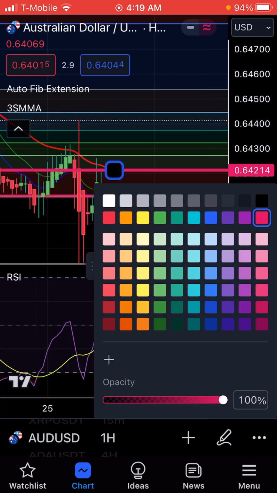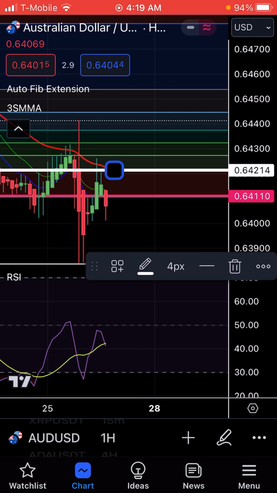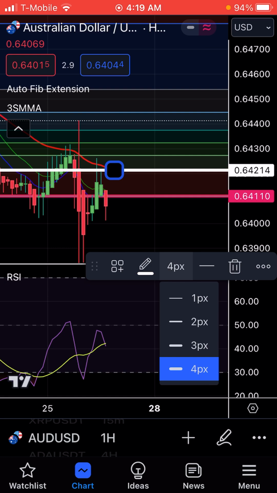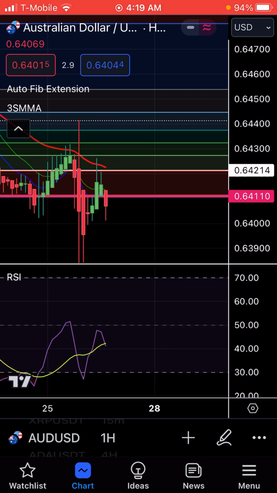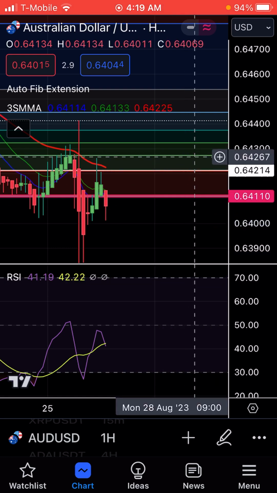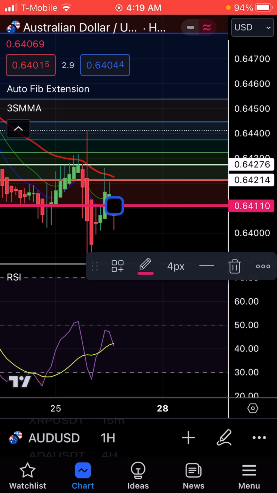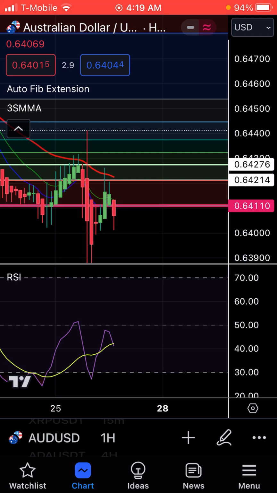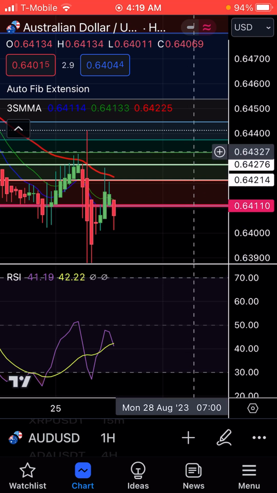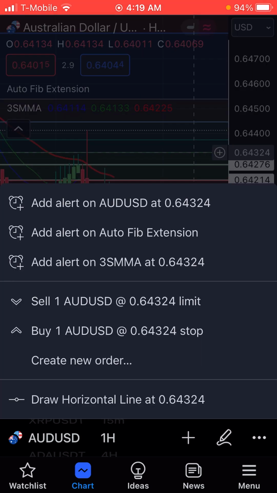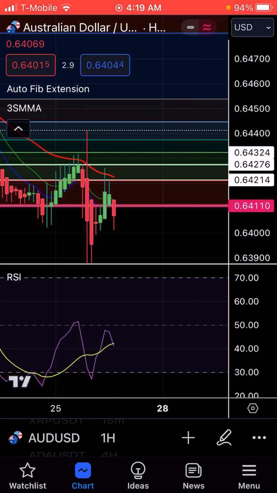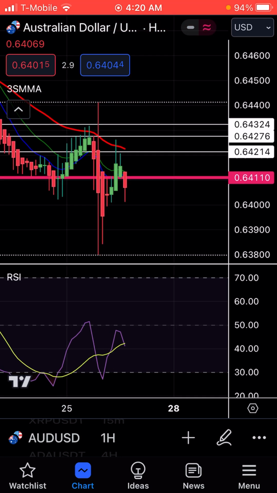I'm going to make that a different color. We're going to make it less thick. Okay, we'll draw a line there. Let's just do 4. Do every side, because the candles move pretty quickly here. So, and this one right here. So that's all you need. That's all the lines you need to draw. You can get rid of your Fibonacci extension.